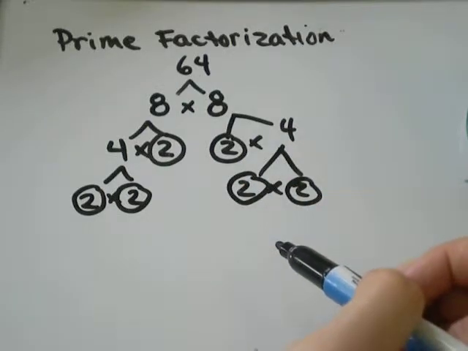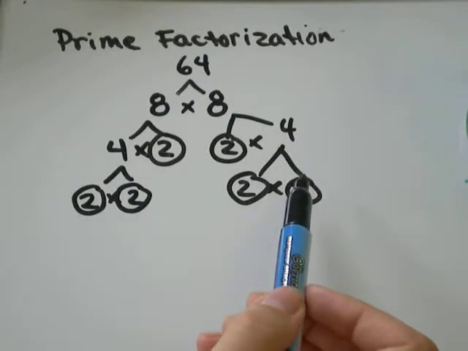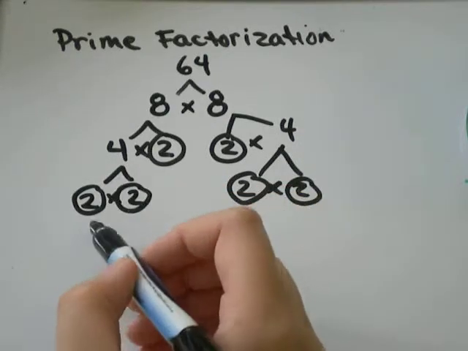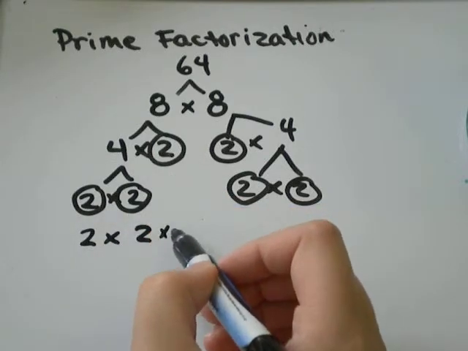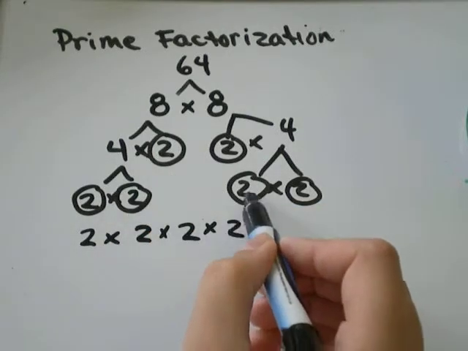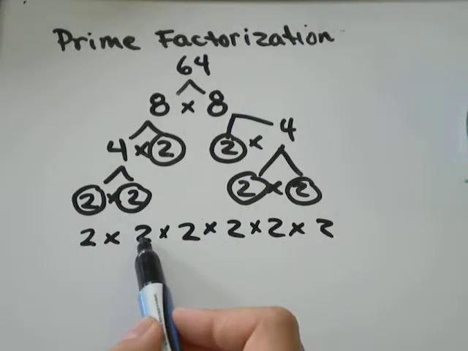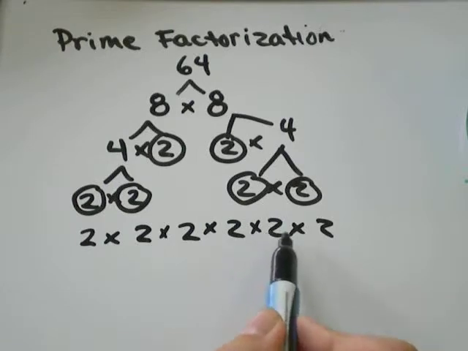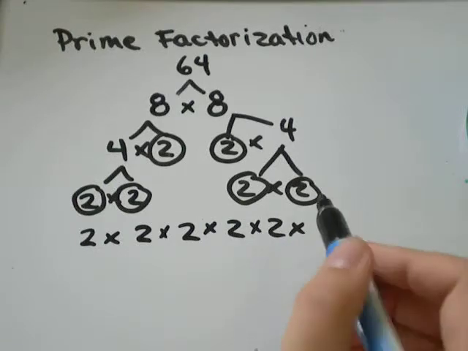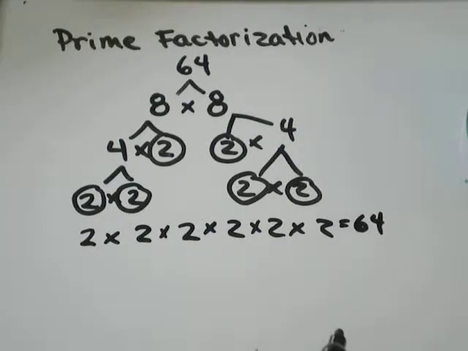For prime factorization, all you need to do is look at the numbers in your factor tree that you have circled and multiply them together. So I've got 2 times 2 times 2 times 2 times 2 times 2. 2 times 2 is 4, times 2 is 8, times 2 is 16, times 2 is 32, times 2 would be 64. So this is just another way of representing the number 64.